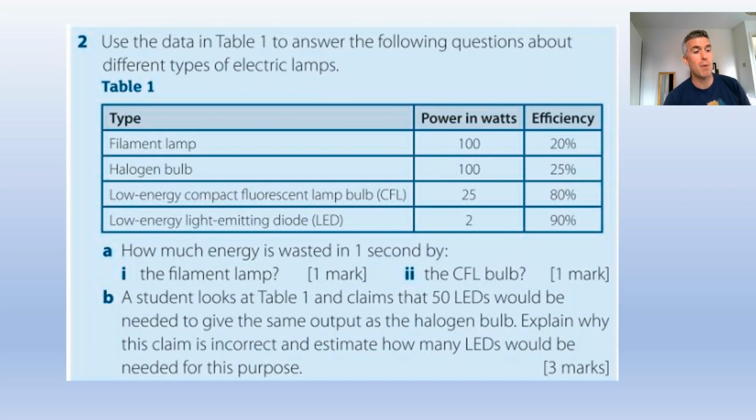It's asking you how much energy is wasted in 1 second by the filament lamp bulb. Okay, if it's 20% efficient, so 100 times 0.2 is 20 joules per second is useful. Okay, so how much is wasted? 80 joules is wasted. Can you do the same for the CFL bulb?